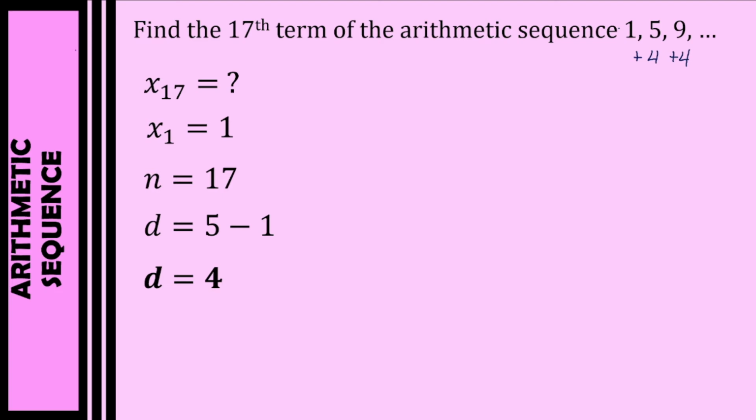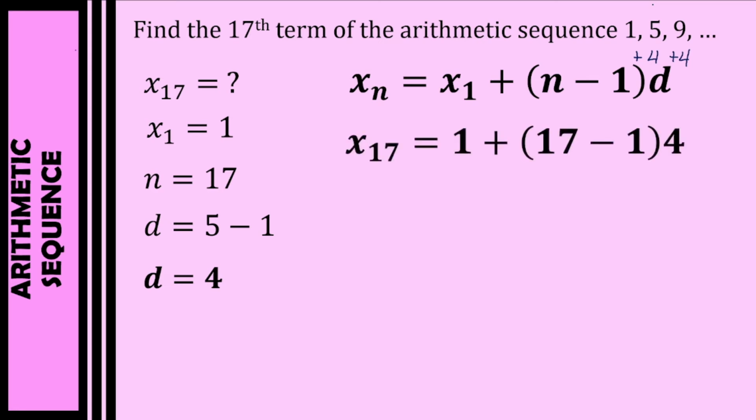Now that we completed our given, we can now use the formula x sub n is equal to x sub 1 plus the quantity n minus 1 times d, the arithmetic sequence formula. So let's substitute all the given. We have x sub 17 is equal to 1 plus the quantity 17 minus 1 times 4. Here, we will apply the order of operations, starting first with the grouping. So 17 minus 1 will give us 16.